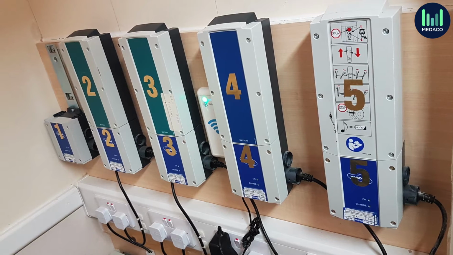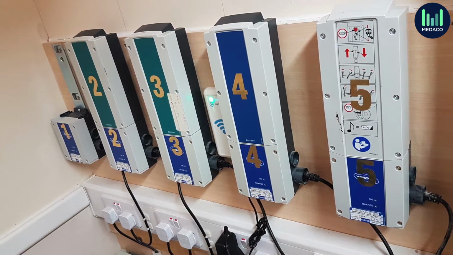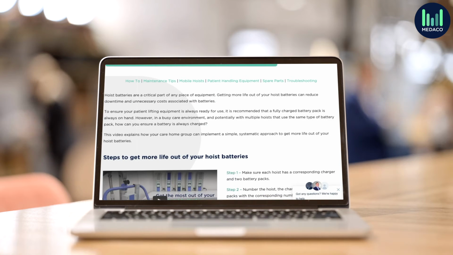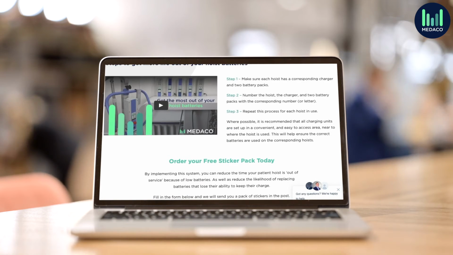Whether you operate in a busy or quiet care environment, flat batteries for mobile hoists are a common issue. This typically occurs when batteries are only charged little and often, or left off charge for a long period. The best way to prevent this issue from occurring is to implement a systematic method of charging your hoist, which involves 2 batteries per hoist and a numbering system. We explain more about this method through an instructional video on our website.